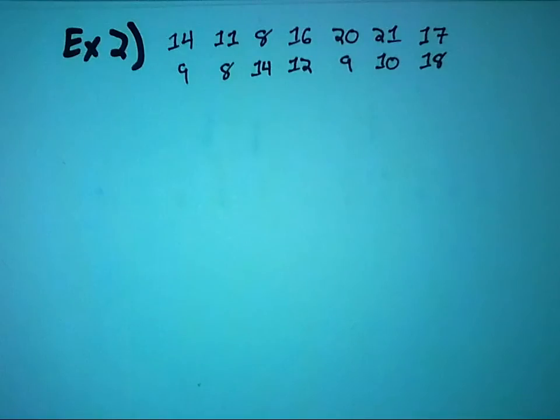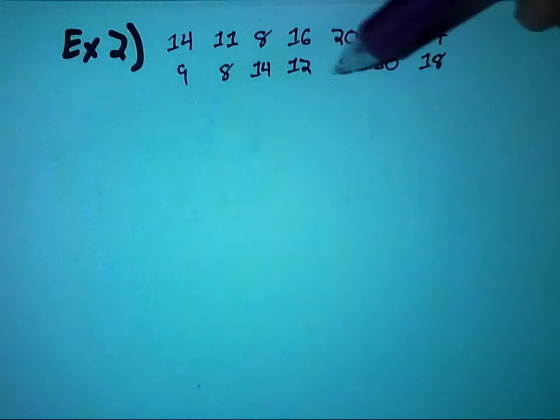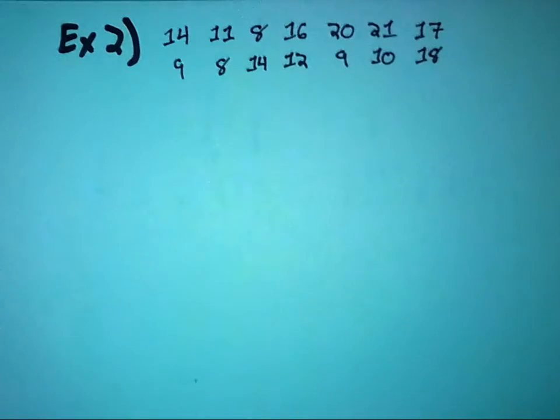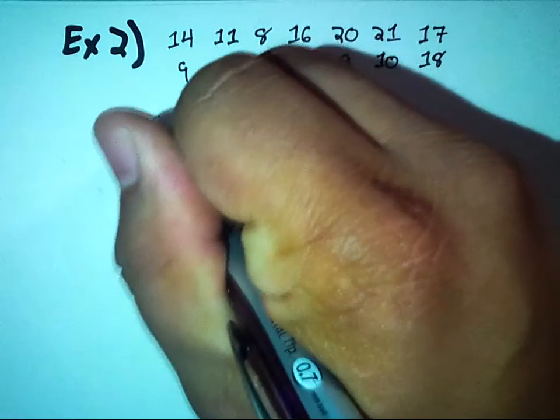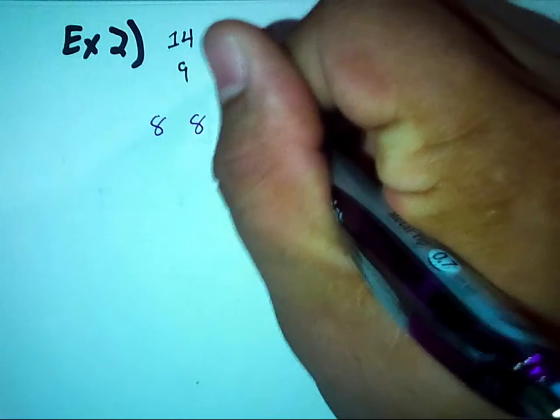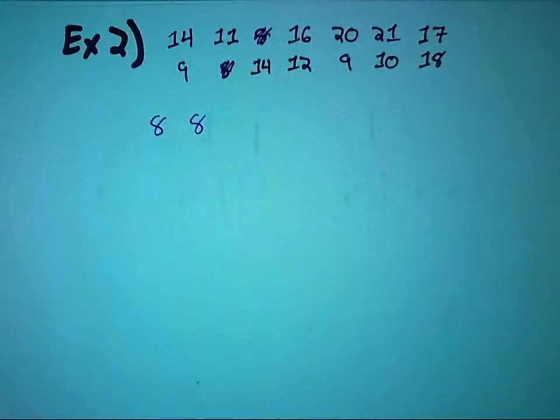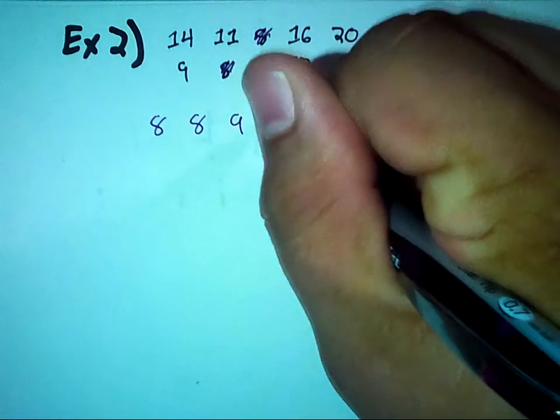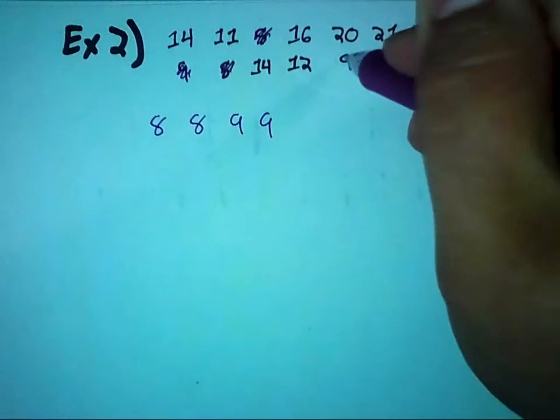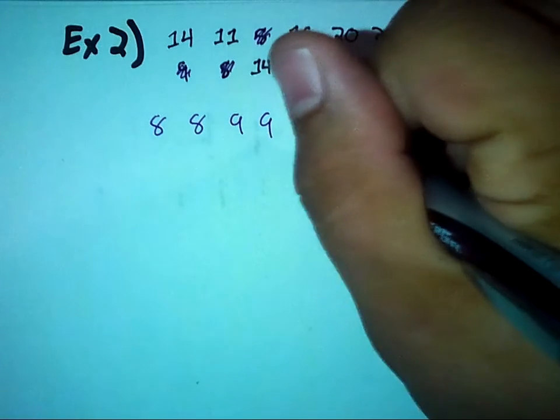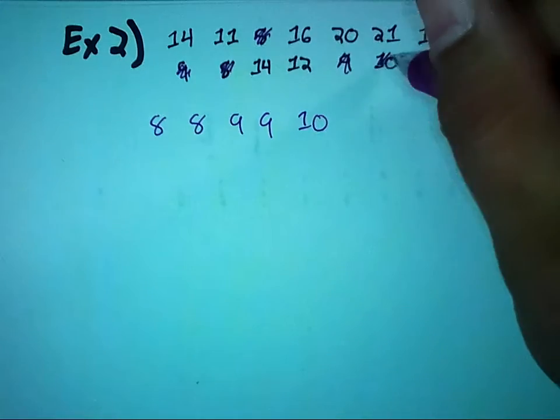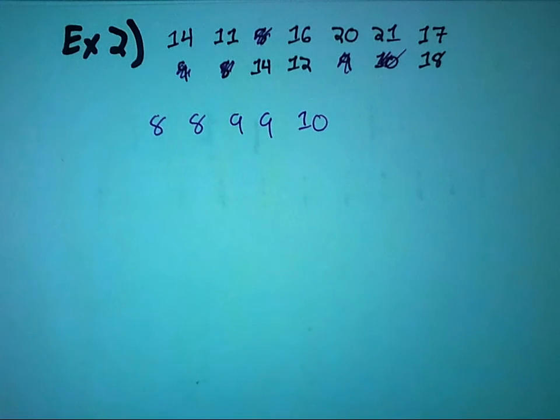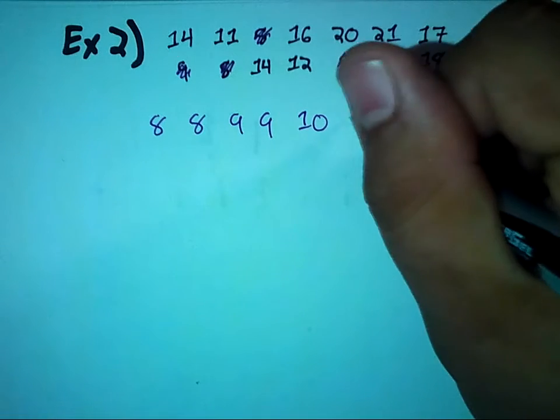Step 1 said we have to organize. So we're going to put everything in least to greatest. It looks like 8 is the smallest number, and it appears twice. So what I'm going to do is do 8 and 8, cross out, cross out. Then I see 2 9s, so a 9 and a 9. There's a 10. Boom. Let's see, the next, there's no 11. Oh, there is an 11, okay.